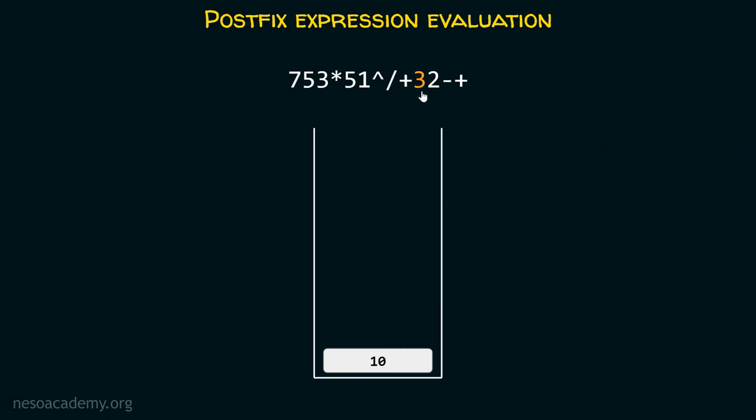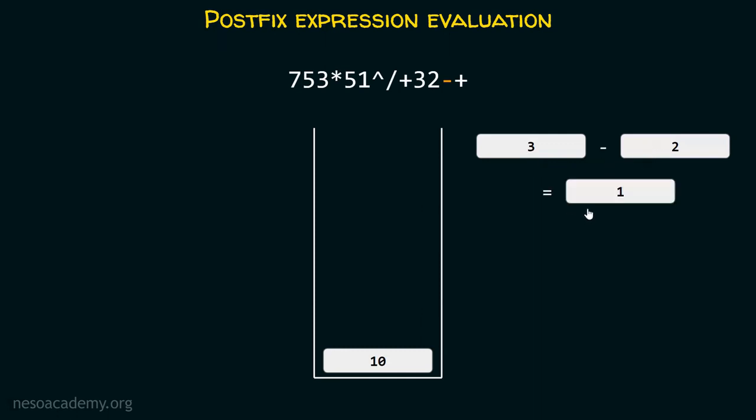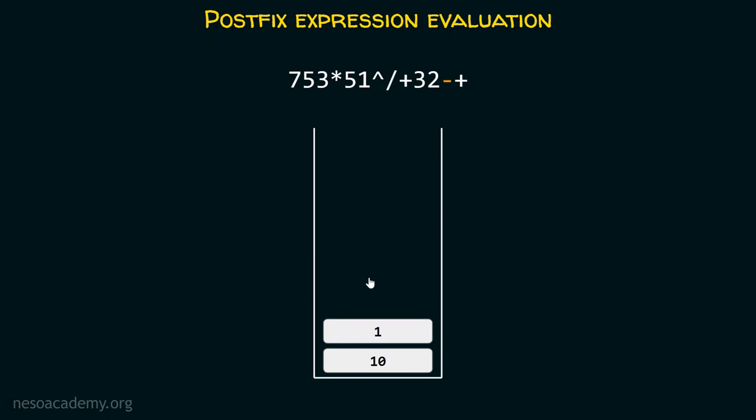Now, we have encountered this 3. This is an operand. We'll push this onto the stack. After this, we'll push 2 onto the stack. Then, we have encountered this minus. We'll pop two symbols, 3 and 2. We'll perform the subtraction of 3 and 2. You can see that obviously we cannot do 2 minus 3. We have to do 3 minus 2, right? This gives 1. We'll push the symbol onto the stack.